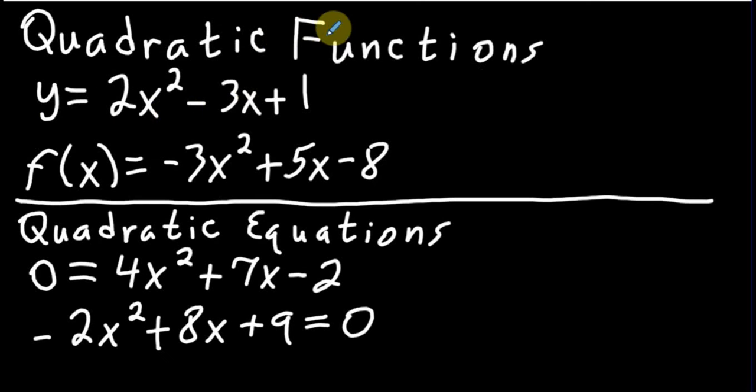All right, so quadratic functions. The first thing is, what makes a function or an equation a quadratic is you have an x squared in it. Each one of these functions and equations has an x squared in it. Notice when it's a function, it's going to be y equals or f of x equals. Remember, y and f of x are pretty much the same thing. In an equation, you're going to replace those y's and f of x's with 0, and you're going to be solving for x.